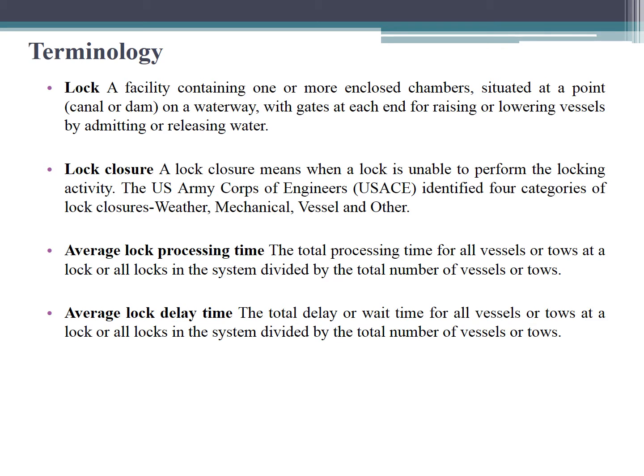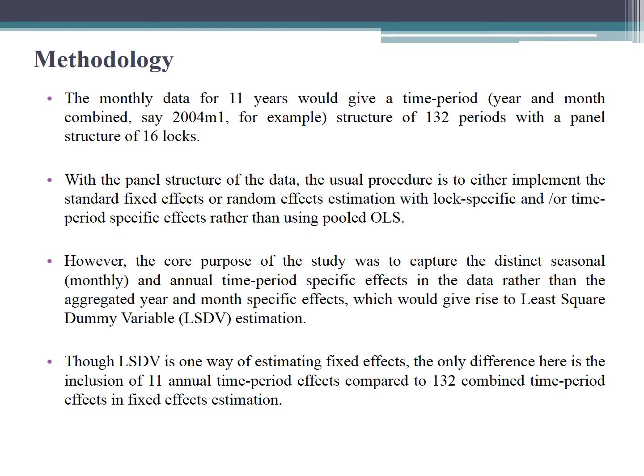Average lock processing time is defined as the total processing time of all vessels divided by the number of total vessels. Similarly, average lock delay time, which is the dependent variable in our whole analysis, is the total delay time of all vessels divided by the number of total vessels.